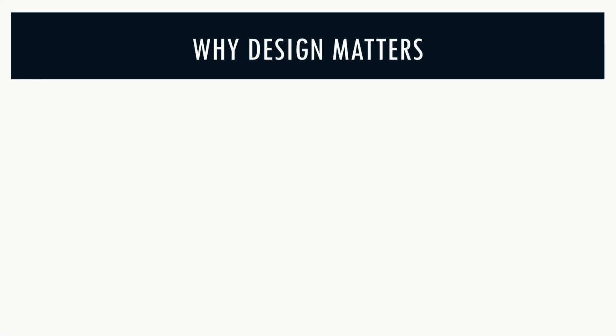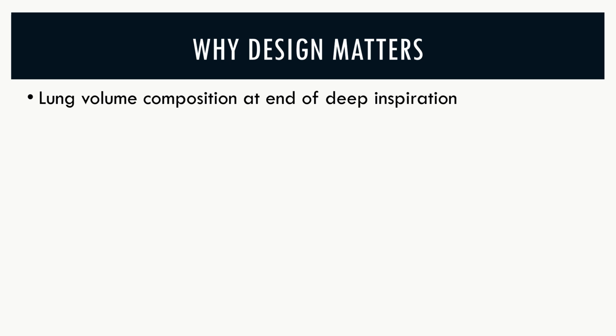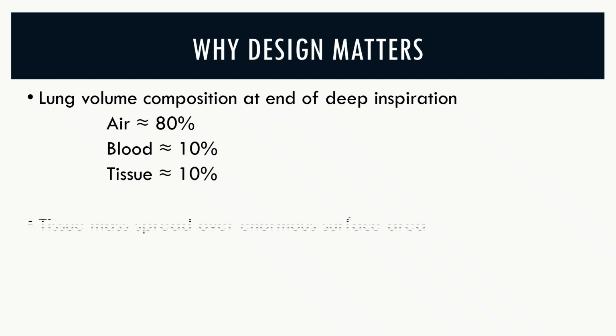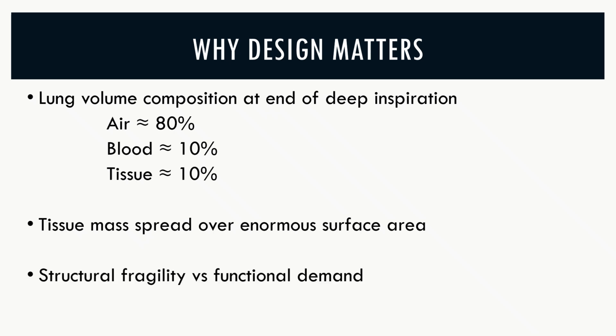Why lung design matters. At the end of a deep inspiration, the lung volume is composed predominantly of air, which accounts for 80%, blood about 10% of lung volume, and the remaining 10% consists of tissue. This relatively small amount of tissue is distributed over an enormous surface area. As a result, lung appears structurally fragile, yet it is required to meet a very high functional demand. The core function of this design is to achieve efficient gas exchange.